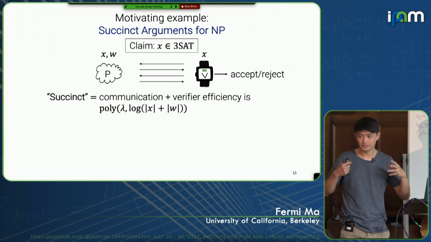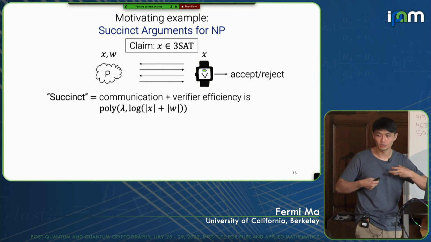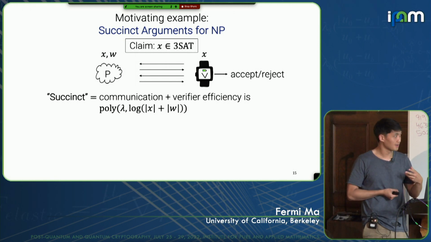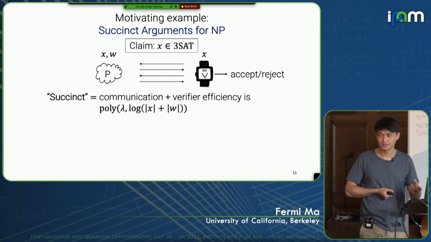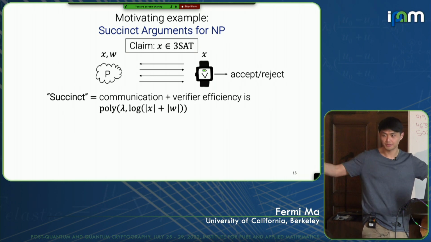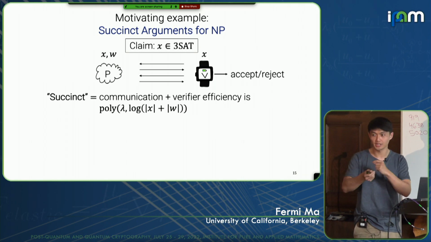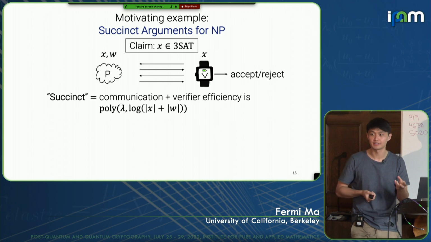Compare this to the trivial protocol of just sending the witness to the verifier. This is exponentially more efficient. It's saying that if I have some massive claim, we can communicate just a few bits back and forth, and you can be convinced that this claim is true. Okay.